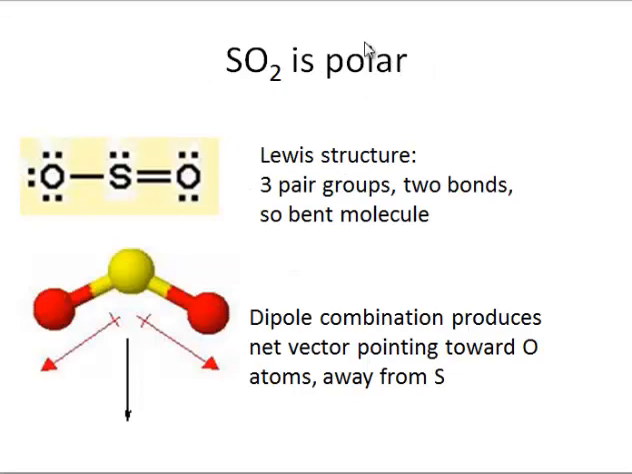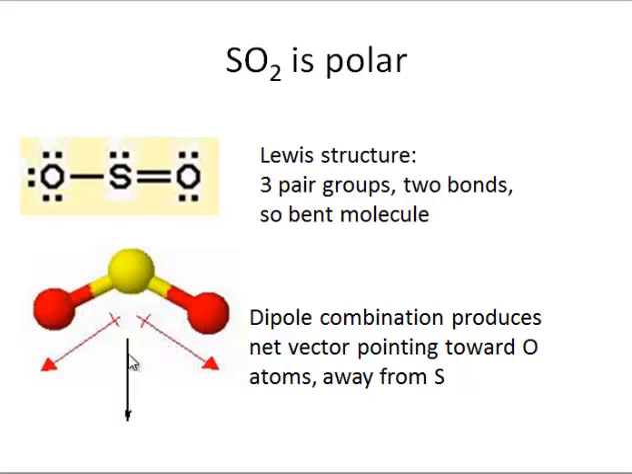On the other hand, SO2, which also has 3 pair groups, is polar. There are 3 pair groups, 2 of them are bonds on the sulfur atom, so it's a bent molecule. Here's a bent shape for SO2 here. Bond dipoles point away from the sulfur toward the oxygen. The downward part of each of these will combine.